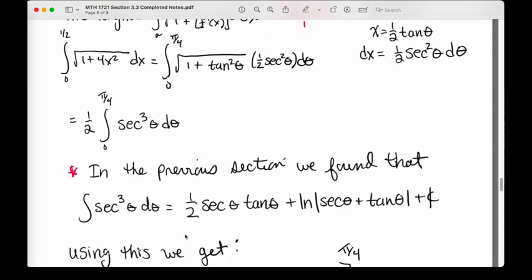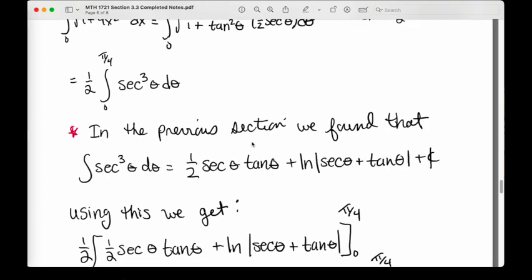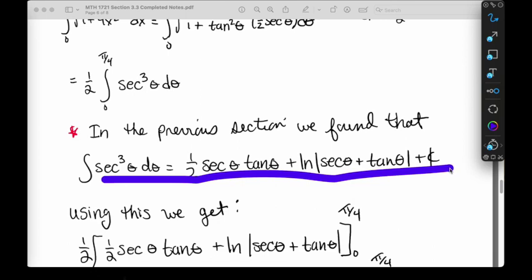Now, in the previous lesson, I told you to keep track and make a note of what the integral of secant to the third is, because rather than working all through that to find it again, we know what the general formula is for this. Using the information from the previous section, we found that the integral of secant to the third theta d theta was equal to this big mess right here.